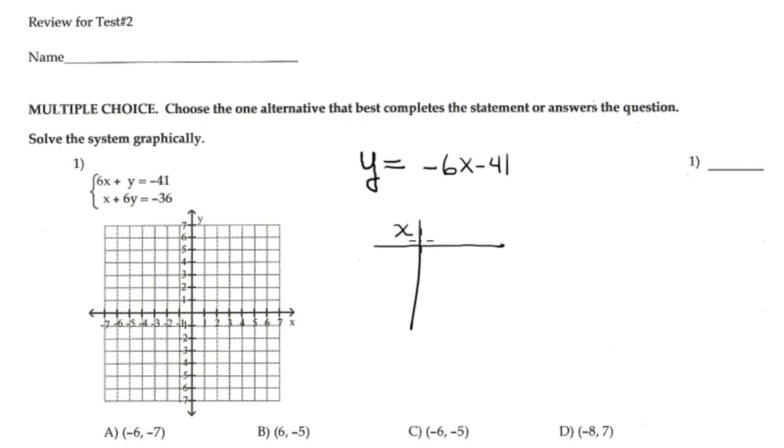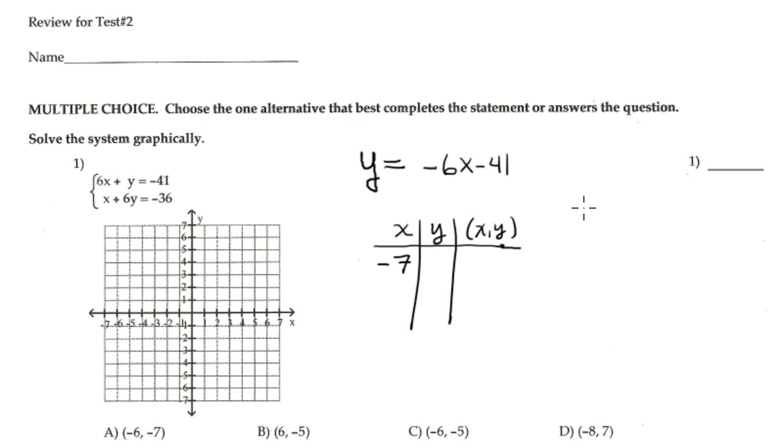x, y, x comma y. Why? Because negative 41 is a super huge number, so it's completely outside the graph. So it's much better to do the chart. In this case, select for example negative 7 here.